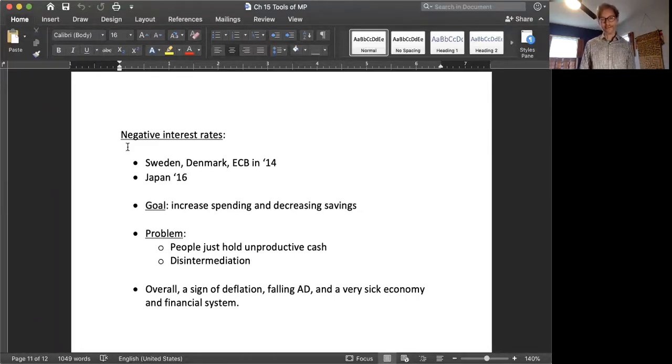But the problem is that people can still just hold cash. And now holding cash is even worse than having money in the bank. Or at least if money is in the bank, there's the potential it could be lent out, as opposed to people just pulling cash out and sitting on big hoards of it. Negative interest rates are a sign of a very sick economy.